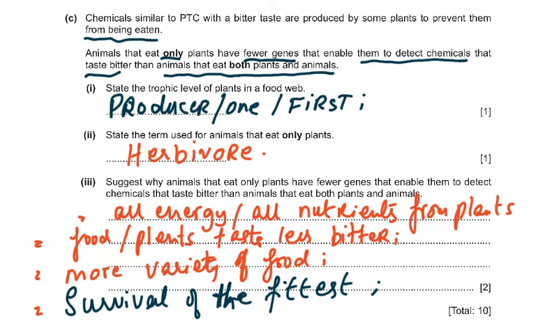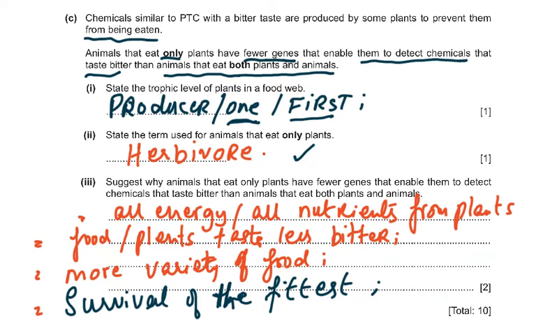Well, plant is always the producer. It is the first trophic level, or trophic level 1. It says either you said producer, or you said trophic level 1, or you said the first trophic level. Then state the term used for animals that eat only plants. Very obvious. Herbivore. You couldn't have said primary consumer. So that is what you could have made wrong, is primary consumer was not allowed here.